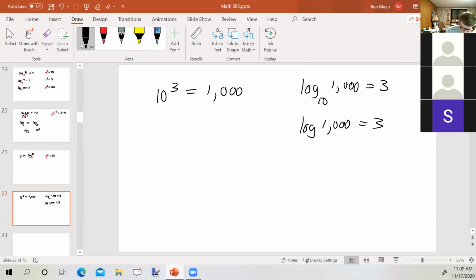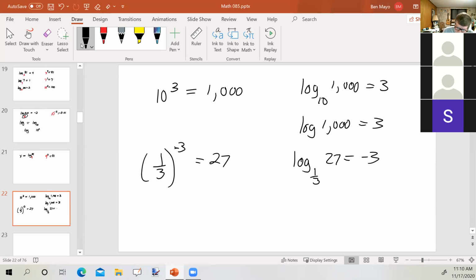How about this one? 1/3 to the -3 power equals 27. What's the base? One-third. Okay, so log base 1/3 of 27 equals -3. Okay, any questions on that?